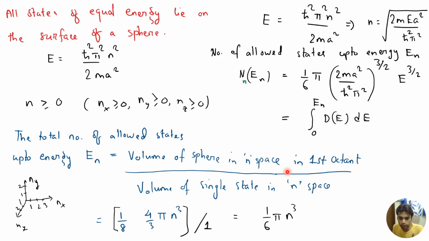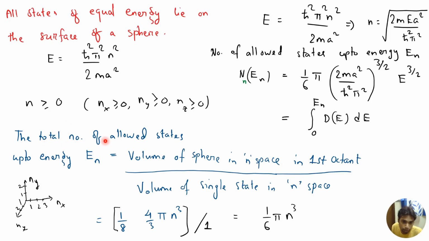And for two spins, spin up and spin down. Now all states of equal energy lie on the surface of a sphere that we have just seen, and E is equal to h bar square pi square n square over 2m a square, and n has to be a positive number. So what is our target now? We want to find D of E, the total number of states.